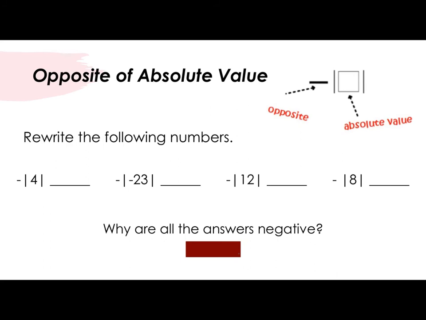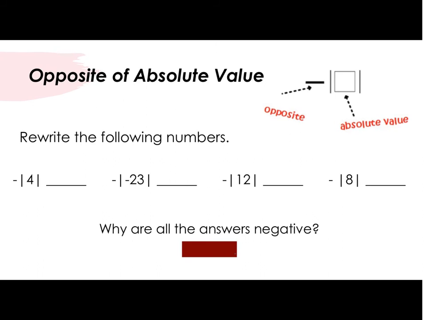So you would say this first one, the opposite of the absolute value of 4. The absolute value of 4 is 4. The opposite of that is negative 4. So the opposite of the absolute value of negative 23. The absolute value of negative 23 is 23. The opposite of that is negative 23.